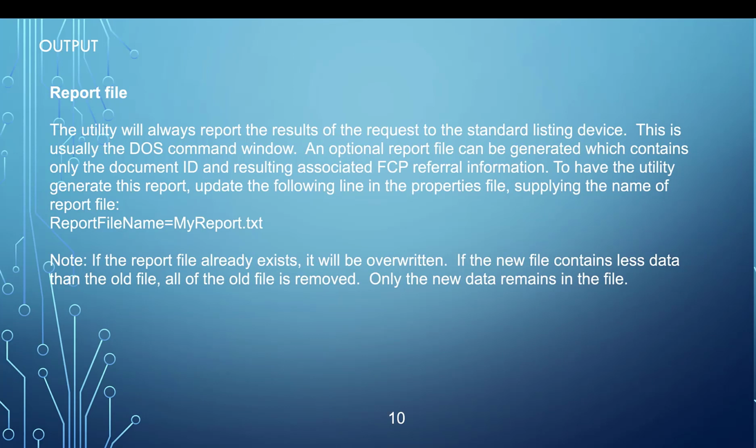The utility's output will be a report file. The utility will always report results of the request to the standard listing device. For example, if you define the report file name in the properties, you should use the report file name parameter, and the value should be the report name. Please note, if the report file already exists, it will be overwritten.